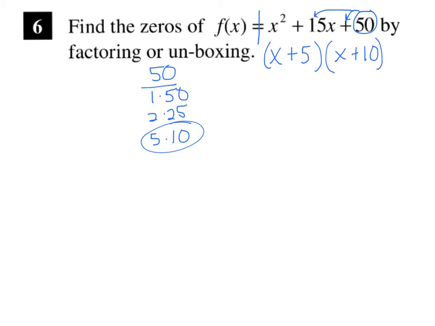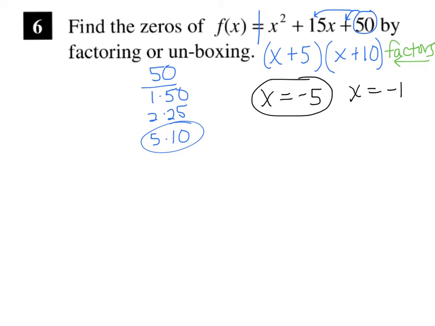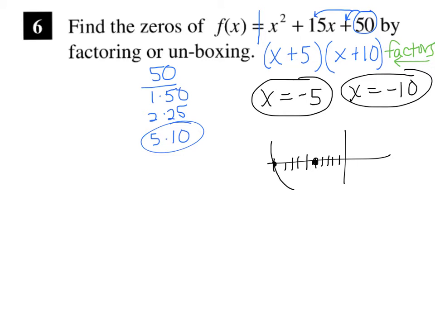Those are the factors. We need the zeros. All right, inside parentheses, those are factors. To get the zeros, you set them each equal to 0, which means that the signs flip, and one of the zeros is at negative 5, and the other zero is at negative 10. You don't have to graph it, but it means your parabola goes through right here and right here. That's what it means.